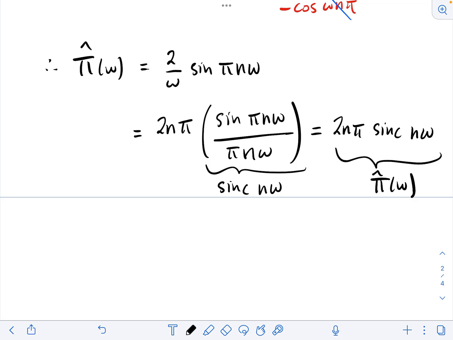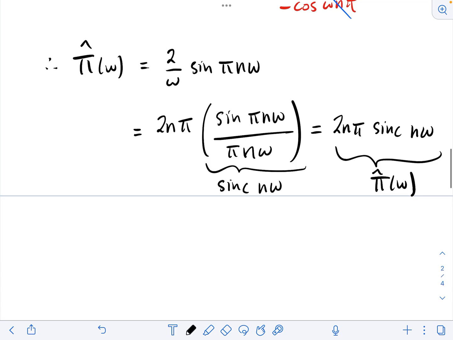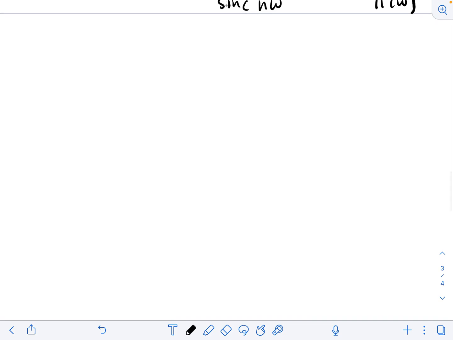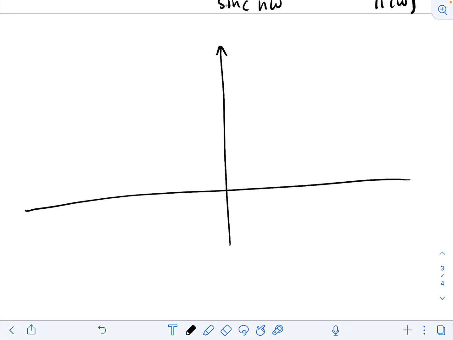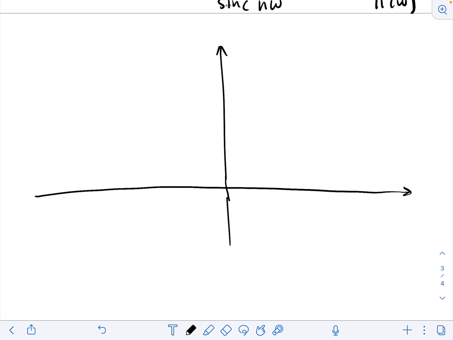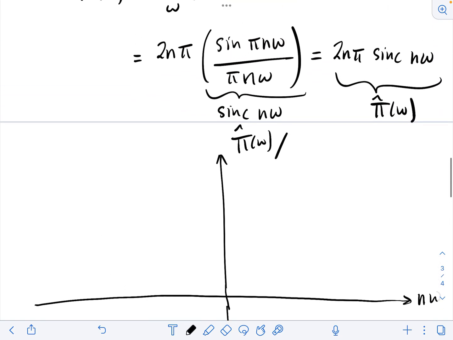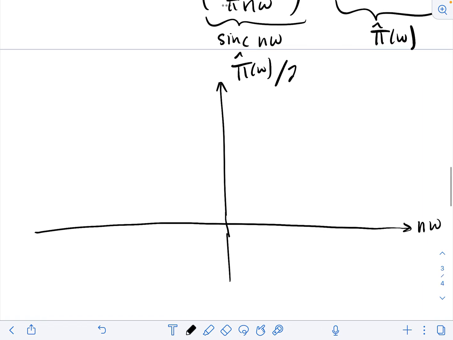Okay, so that's fine. What I'd like to do is try to interpret these results a little bit. So I'm going to try to make a plot of our Fourier transform. So there's our vertical axis. Our horizontal axis is going to be n omega. And then this vertical axis is going to be pi hat of omega, and I'll just divide out that prefactor 2n times pi. So let's divide by 2n times pi.